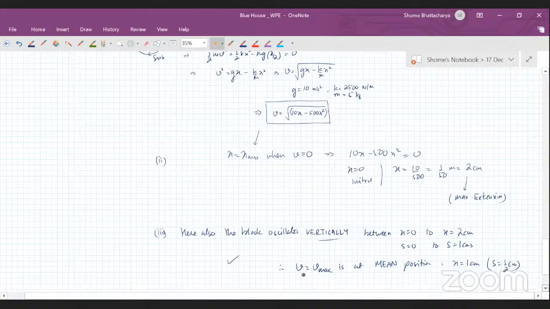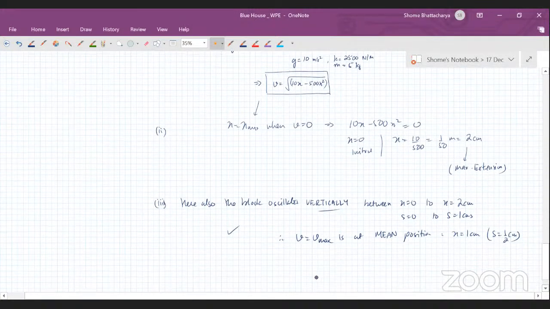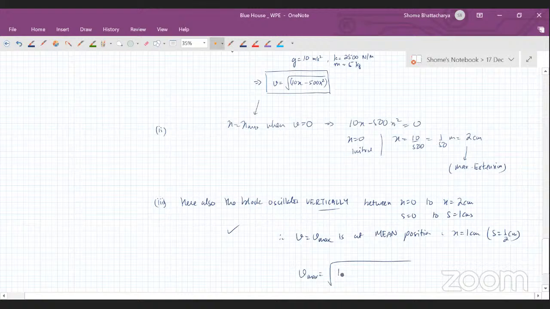Okay. So v max will be equal to square root of 10 into 1 centimeter, which will convert into meters, of course, minus 500 into 1 centimeter square. So it will be square root of this.